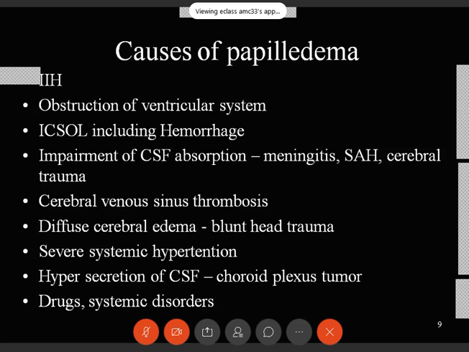These are the causes of papilledema: idiopathic, obstruction of the ventricular system, intracranial space occupying lesions including hemorrhage, impairment of cerebrospinal fluid absorption due to meningitis and subarachnoid hemorrhage, cerebral venous sinus thrombosis, diffuse cerebral edema due to head injuries and head trauma, severe systemic hypertension, hypersecretion of CSF, and drugs and systemic disorders. These are the causes of papilledema.